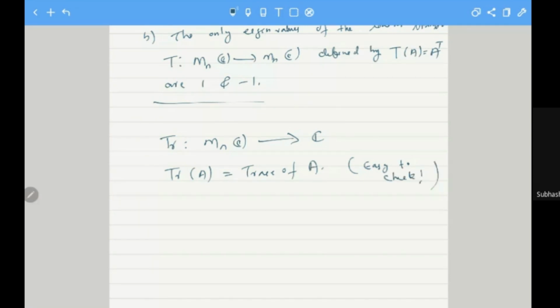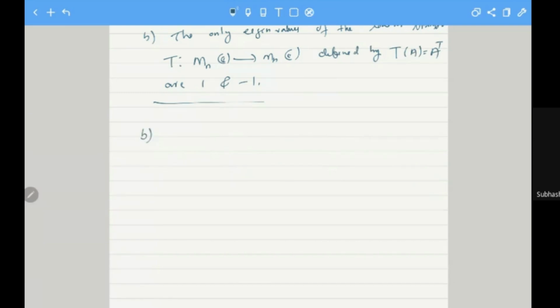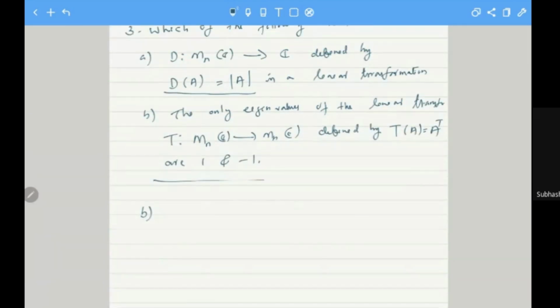So I just mentioned this. Now we will go to option B. Option B is about the eigenvalues of the linear transformation T from M_n(C) to M_n(C). How is it defined? T of A equals A transpose. So the image is again a matrix. The image of A is A transpose. So this is a linear transformation. You can check.